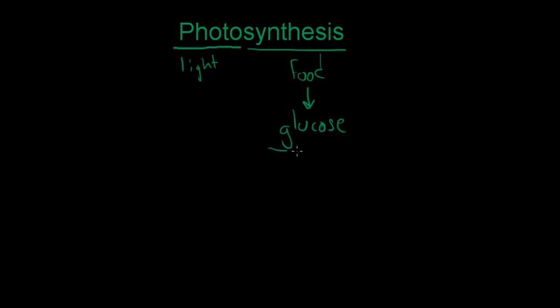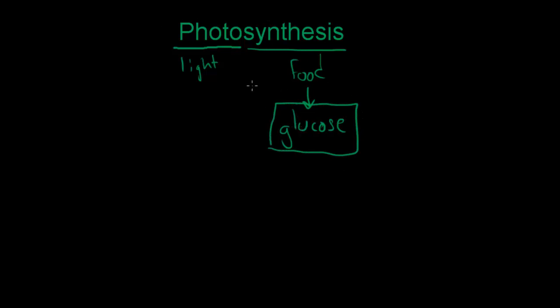Hi guys, so in this video we're going to talk about photosynthesis. Photosynthesis is just simply a process in which plants use light, as the word suggests, to synthesize, to create food. To be more precise, they make glucose. We saw glucose in chapter 1. Glucose is a carbohydrate and it's very important to provide organisms with energy.